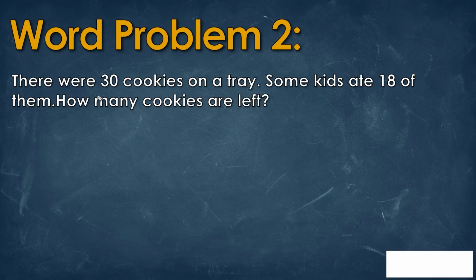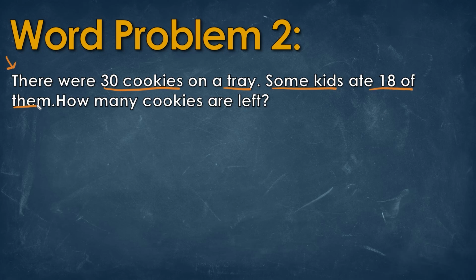Moving on to the second word problem, again, we always want to read it first. There were 30 cookies on a tray. Some kids ate 18 of them. How many cookies are there left? So we always can take a look at our verbs. We see "were," meaning what was done in the past. That's what we originally have.